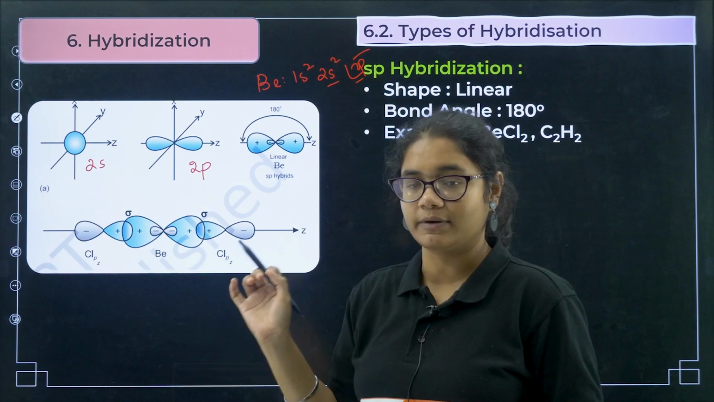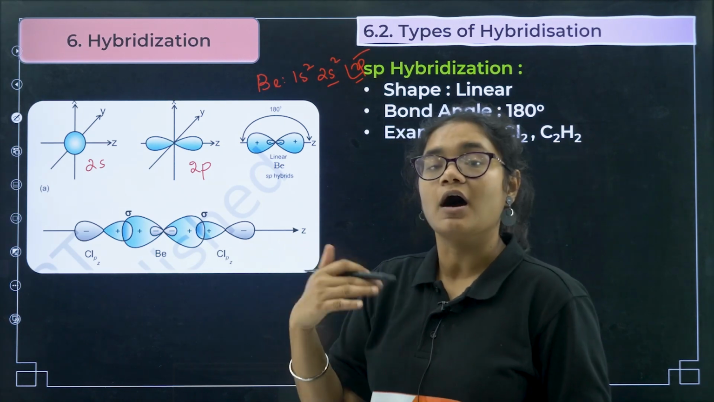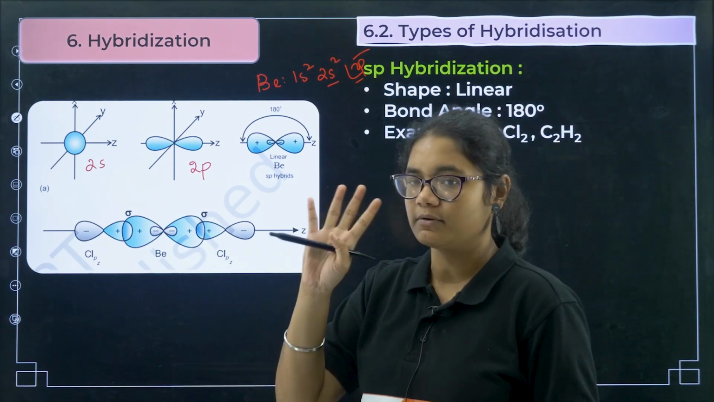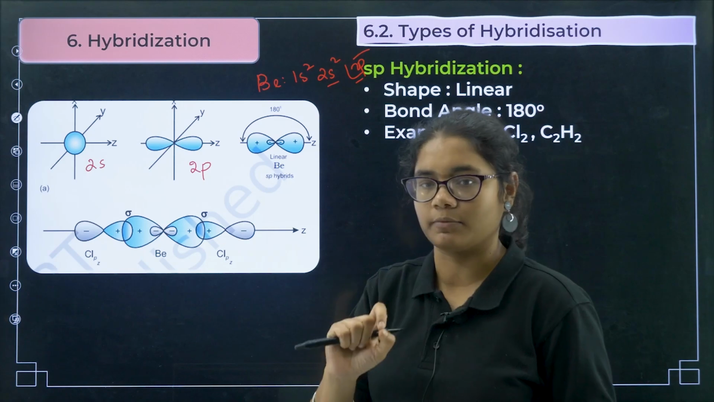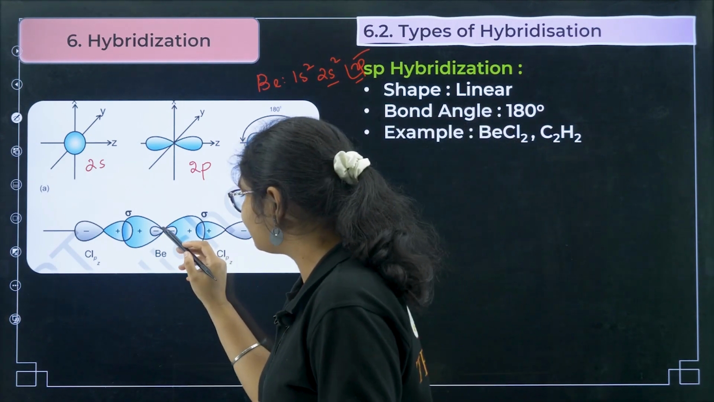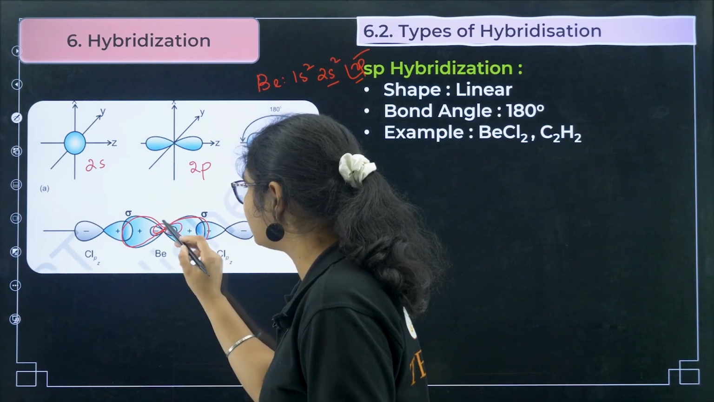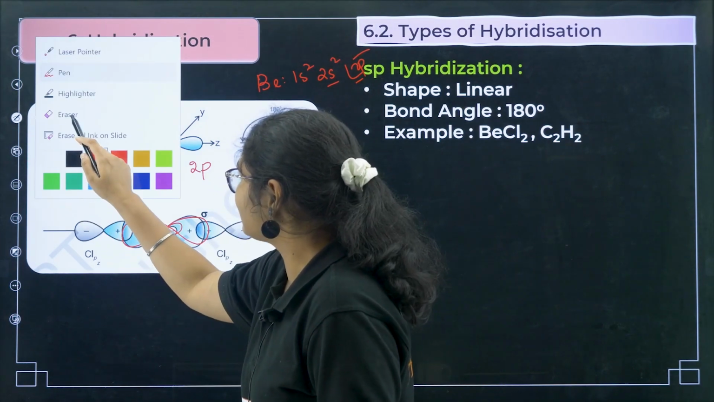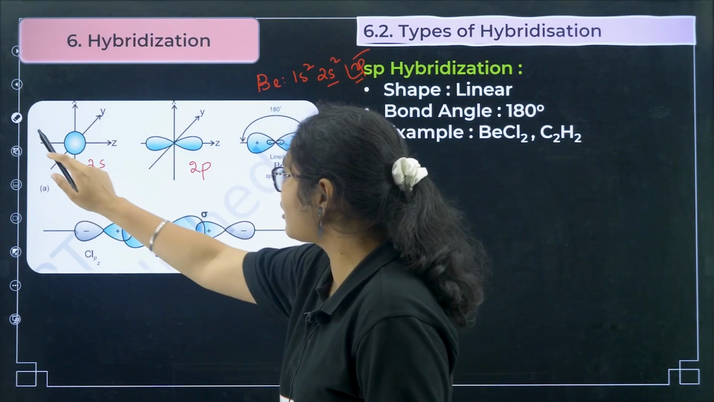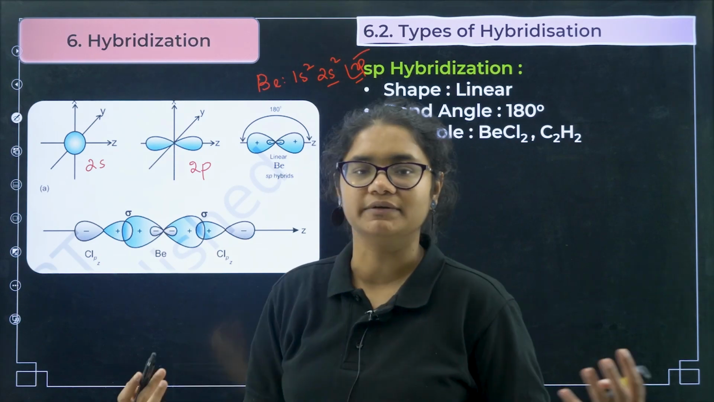And what are these hybrid orbitals? sp hybrid orbitals. How many sp hybrid orbitals have formed? Two sp hybrid orbitals are formed. So you can see now this beryllium has one hybrid orbital and this is another hybrid orbital. Now beryllium is ready to form bonds with chlorine.